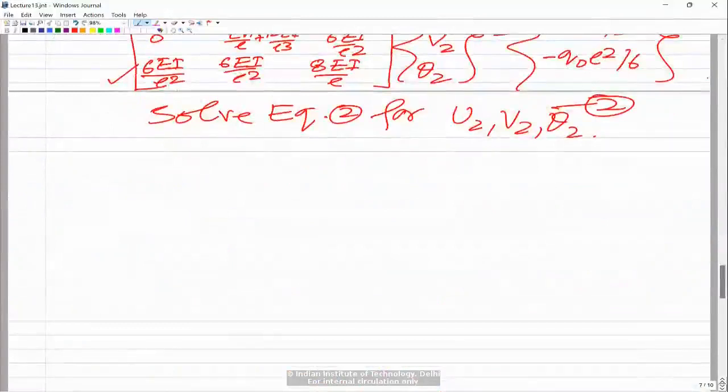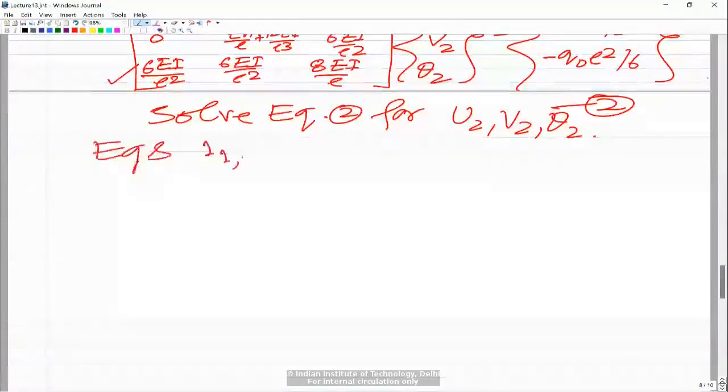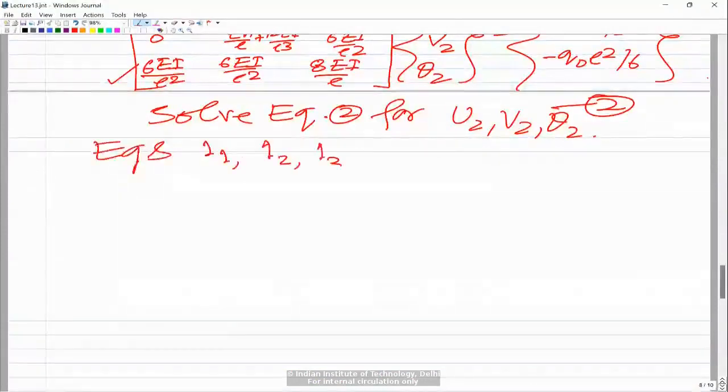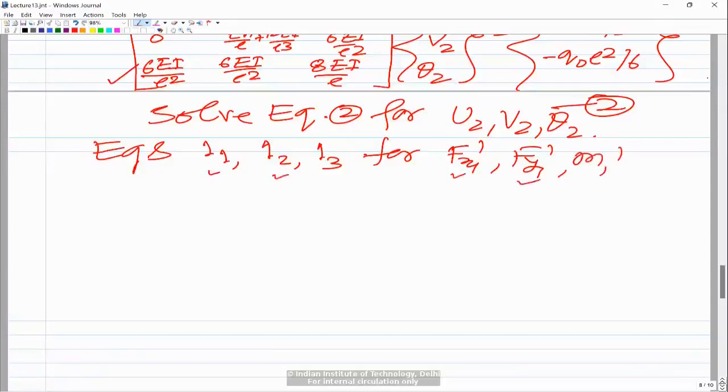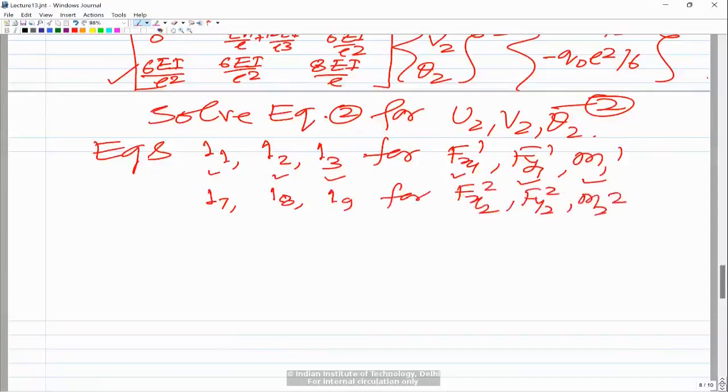So you can solve equations 1 1, 1 2, 1 3 for fx1, fy1, and m11. I already said this equation we will use for fx1, 1 2 you will use for fy1, and 1 3 will use for m11. And then you will use equations 7, 8 and 9. So 1 7, 1 8, and 1 9 you will solve for fx2, fy2, and m22. So from this you will get the complete reaction unknowns.